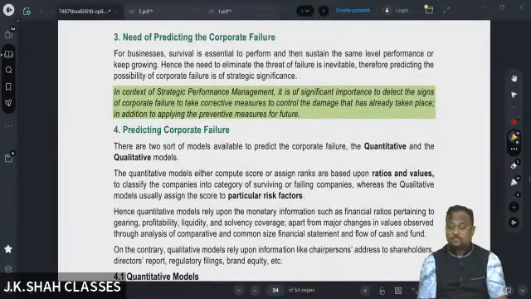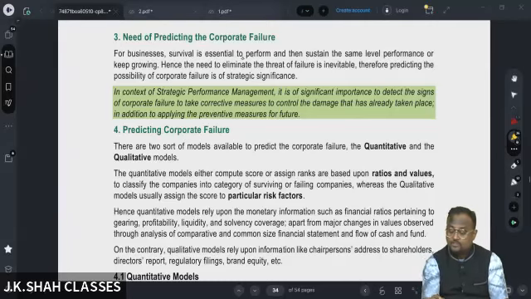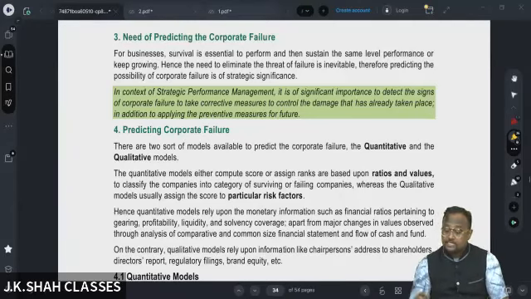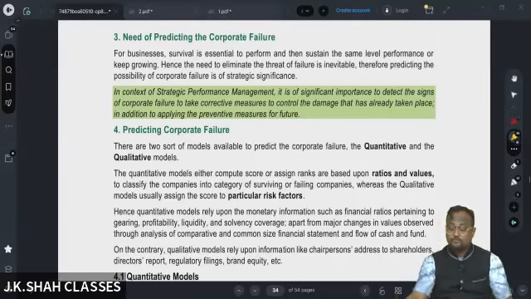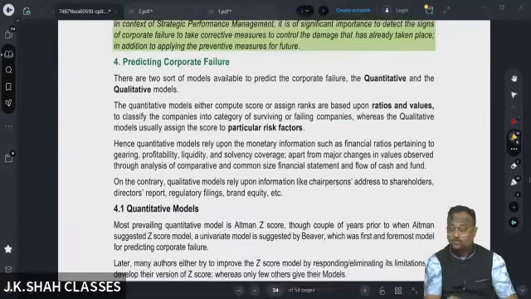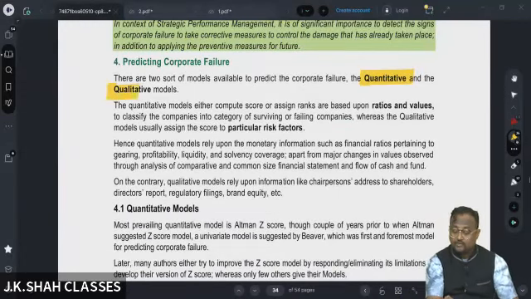Need of predicting the corporate failure. The survival is essential to perform and then sustain the same level of performance or keep growing. Hence, the need to eliminate the threat of failure is inevitable. Therefore, predicting the possibility of corporate failure is of a strategic significance. Now, there are two types of failures. One is quantitative and the other one is qualitative.